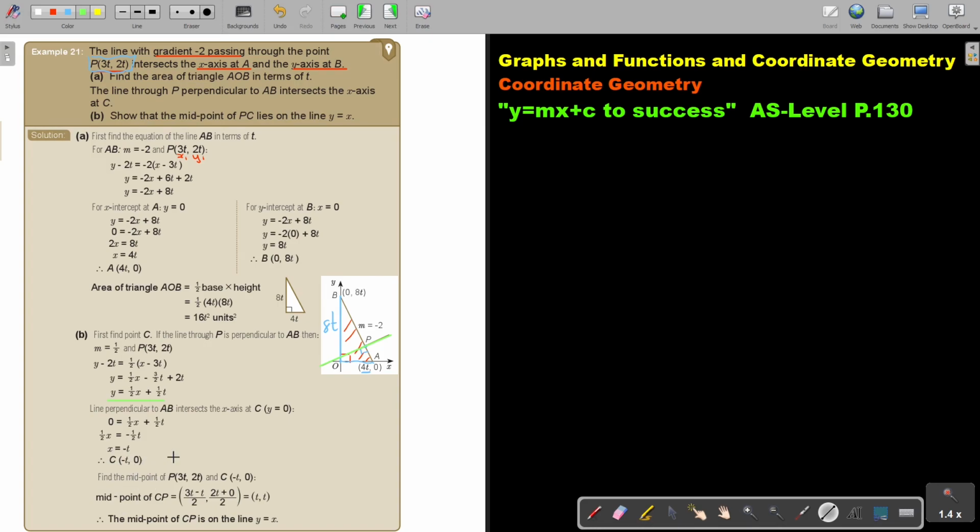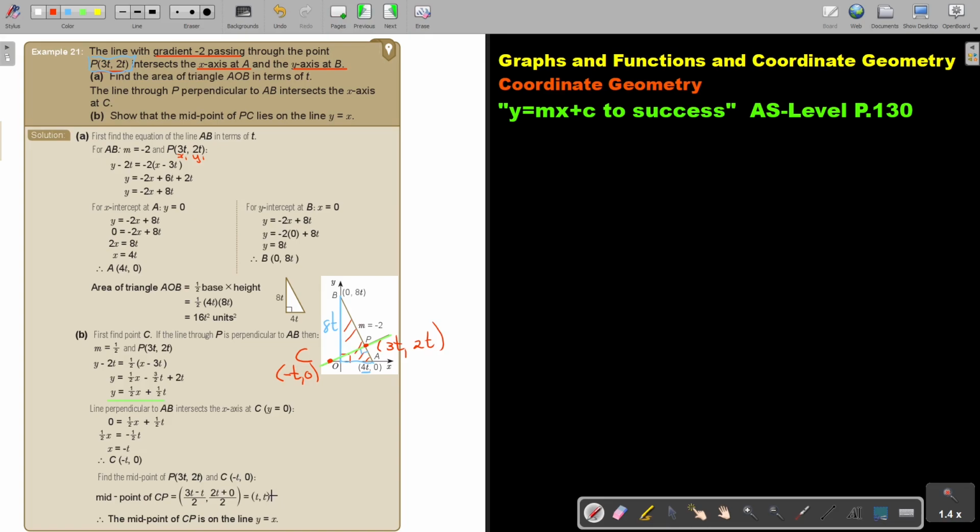Now find the midpoint. So now I have C. I'm going to mark the two points very clearly: there is C and there is P. What is the value of C? It's -t and 0. And P is 3t and 2t. If I want to find the midpoint, I add up the x values and divide by 2, add up the y values and divide by 2, and I get (t, t).